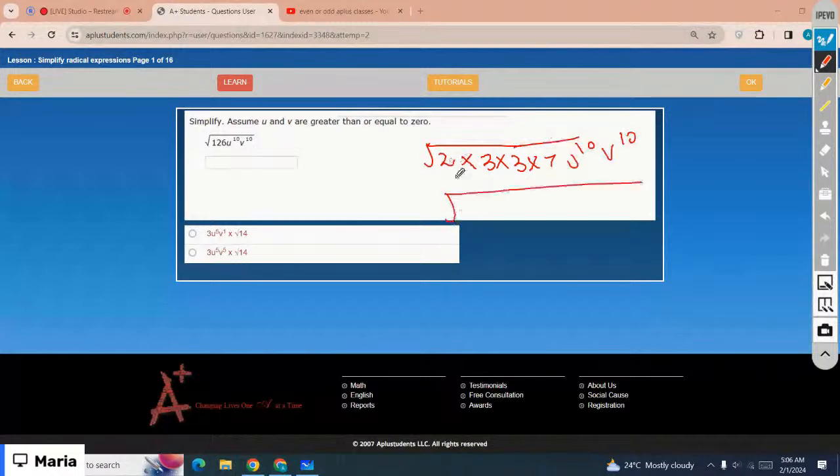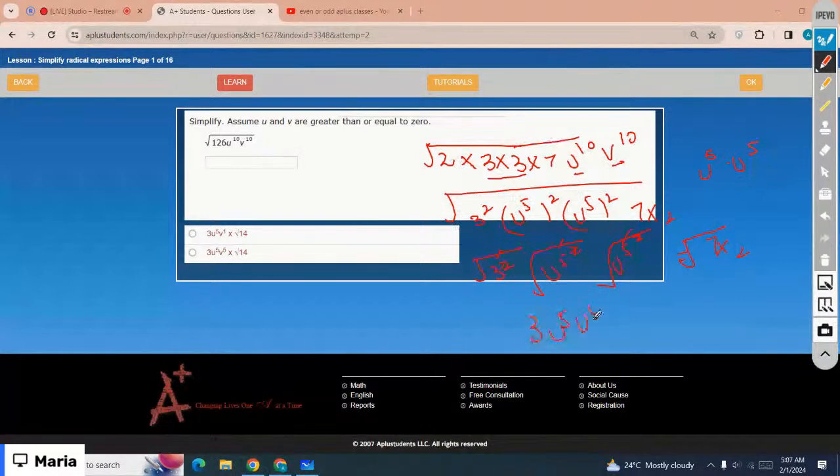So you can write 3 square. U10 and V10 you can write as U5 and U5, right? You can write U5 square, and same you can write V5 square, and then you are left with 7 times 2, right? So that would be 3 square, U5 square square root, V5 square square root, and 7 times 2, right? Square root and square cancel.